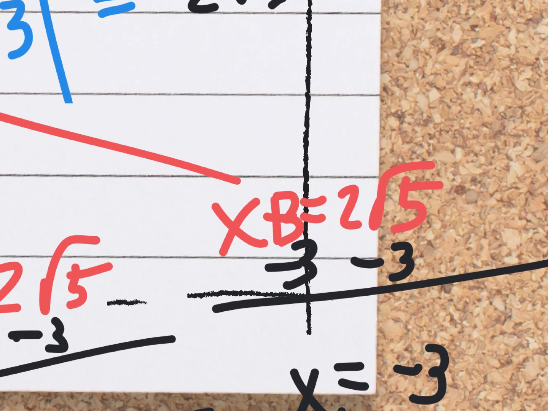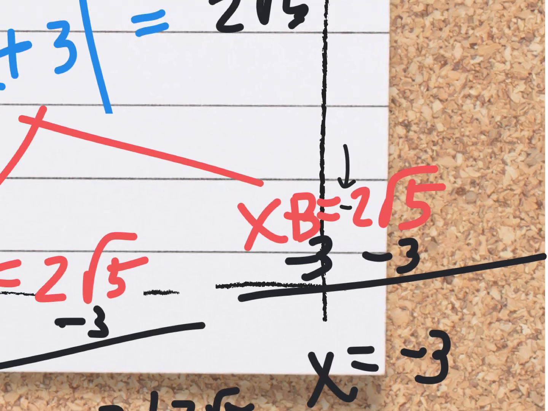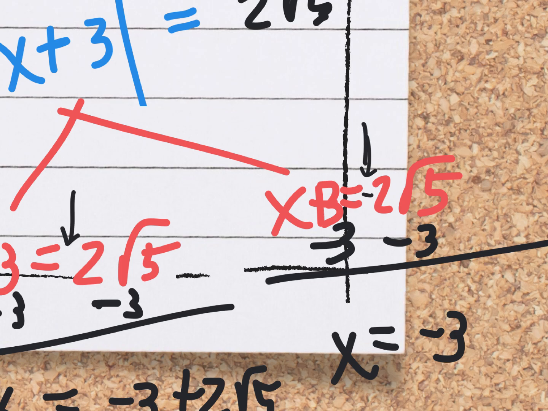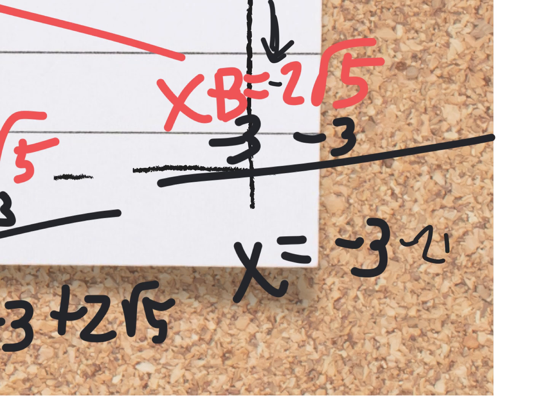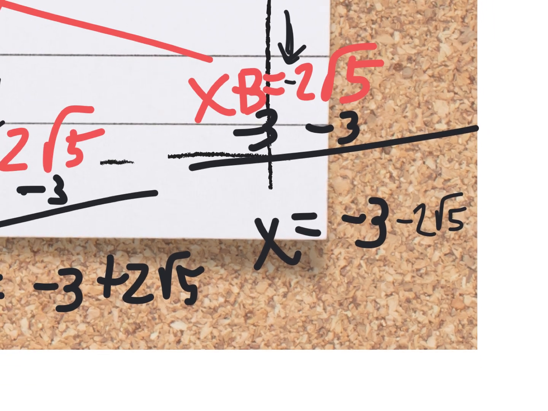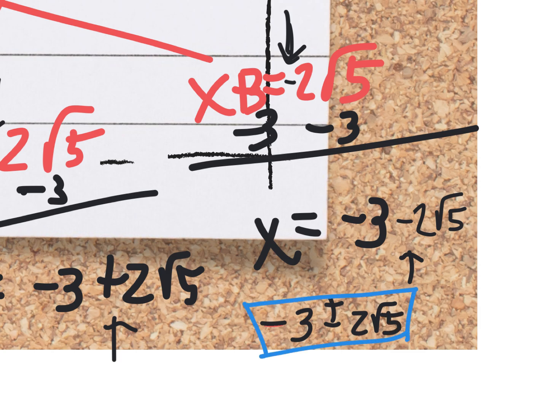There's a minus in here that I never drew, and that's important. That one's positive, that one's negative. And if you're extra sharp, a few of you are going to be like, I can prove to you I can remember that. Negative 3 plus and minus 2 root 5.